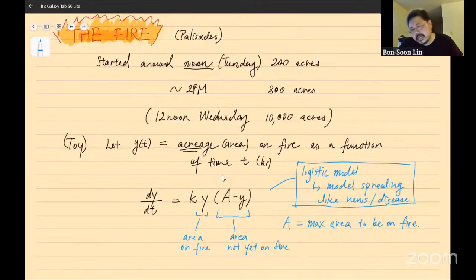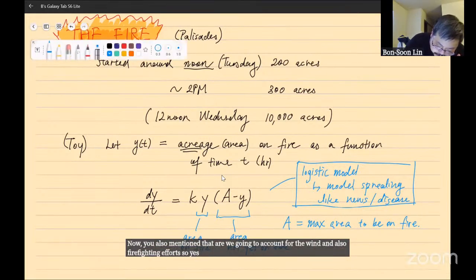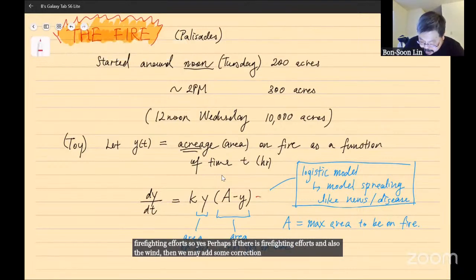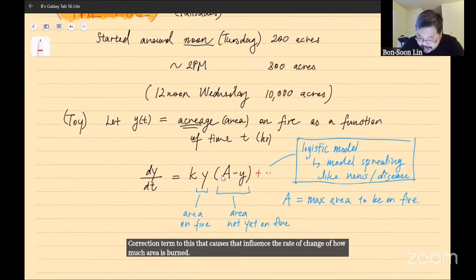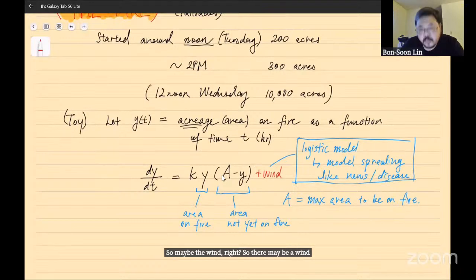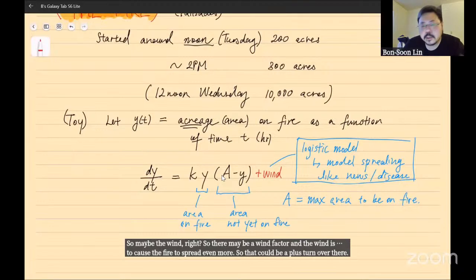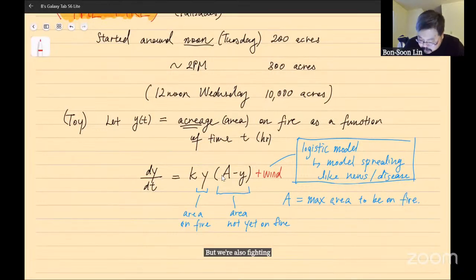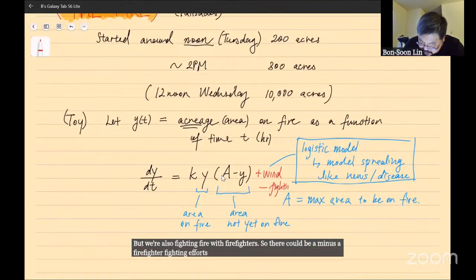Now, you also mentioned whether we are going to account for the wind and also firefighting efforts. So yes, perhaps if there are firefighting efforts and also the wind, then we may add some correction over here. So there may be some correction term to this that influences the rate of change of how much area is burned, okay? So maybe there may be a wind factor, and the wind is going to cause the fire to spread even more, so that could be a plus term over there. But we're also fighting fire with firefighters, so there could be a minus term for firefighting efforts.